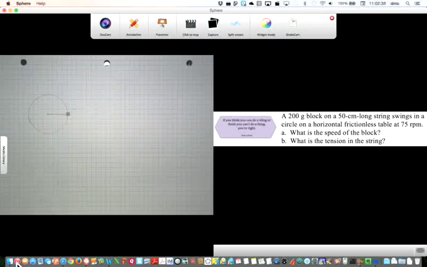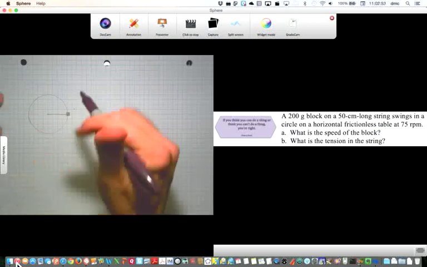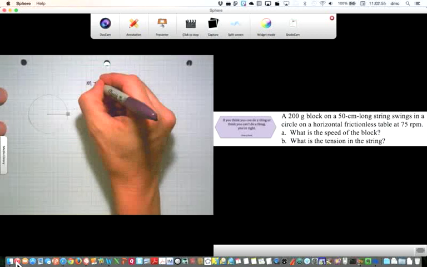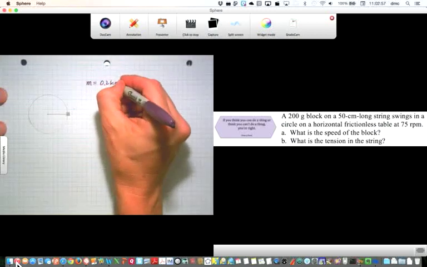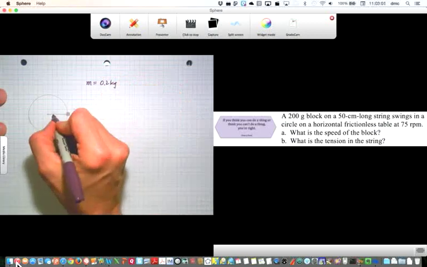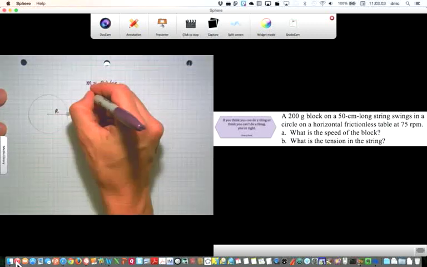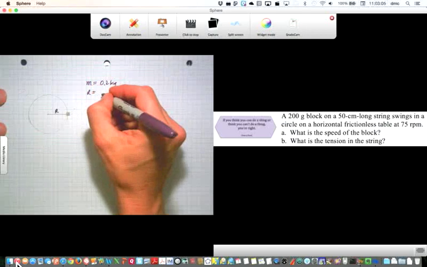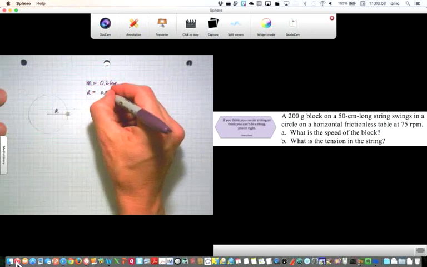So, we have this problem. I'll let you read it. So we're told the mass of our block, and we need to convert that to kilograms. So the mass will be 0.2 kilograms. That's 200 grams. And the length of the string, which is the radius, is given to us in centimeters, so we will convert that to meters, half a meter.